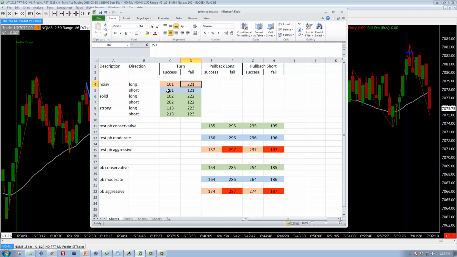Now there is a logic to this. If it starts with a 1, that means get long. And if it starts with a 2, it means get short. Or rather, the prediction is to get short. So for a noisy short, the success code is 201. For the noisy short that's going to fail, in other words, the prediction is that the turn will not succeed, and in fact you want to get long, the code is 121.